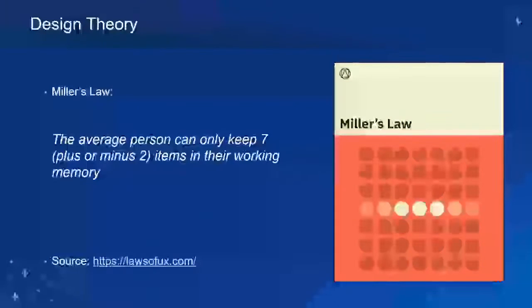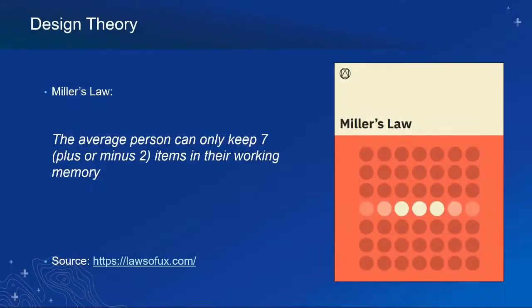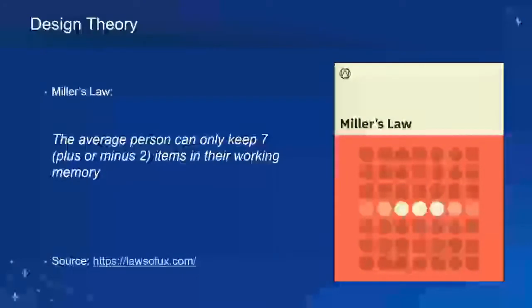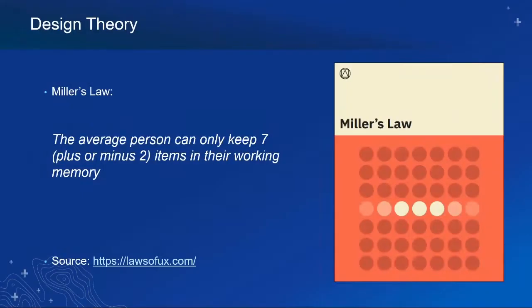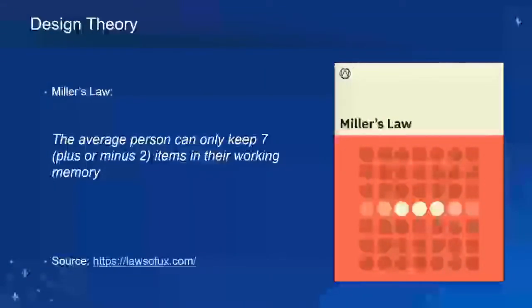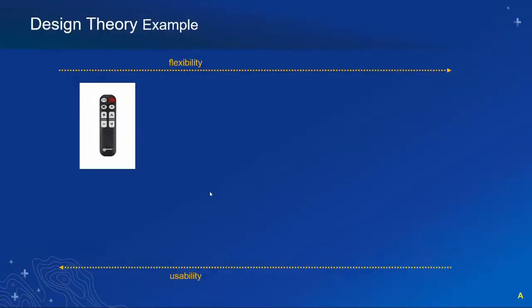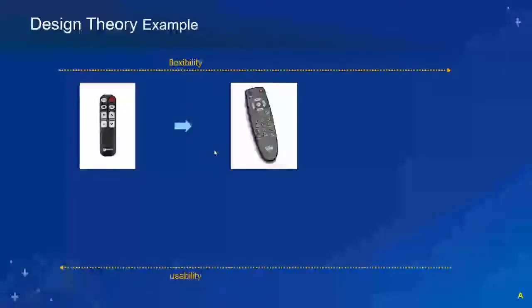I think this maybe is the most important design element, and that is the average person can only keep 7 ± 2 items in their working memory. So if you have a dashboard with 15, 16 different widgets on it, that's gonna be too much for them to analyze, but the average person anyway. So let's take a look at an example. So if you have a Fire Stick at home or a simple remote, this is not particularly flexible. It does one thing, but its usability is inherently very easy. I have 5, 6 buttons on this thing, and I can do exactly what I need to do.